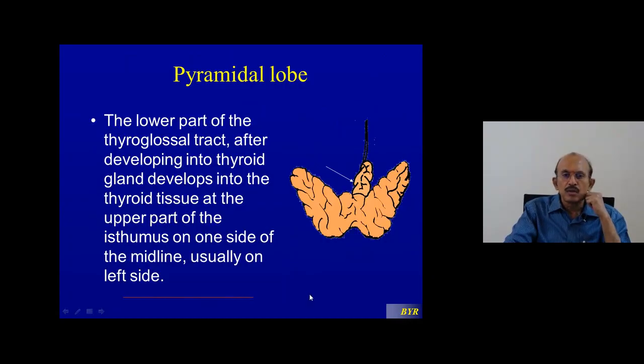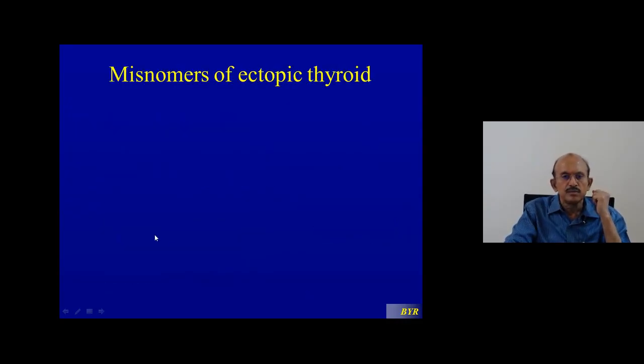Pyramidal lobe: the lower part of the thyroglossal tract, after developing into thyroid gland, develops into thyroid tissue at the upper part of the isthmus on one side of the midline, usually on the left side. So ectopic thyroid can be number 1, lingual thyroid, number 2, median cervical thyroid, number 3, pyramidal lobe. So these 3 are called the ectopic thyroid.